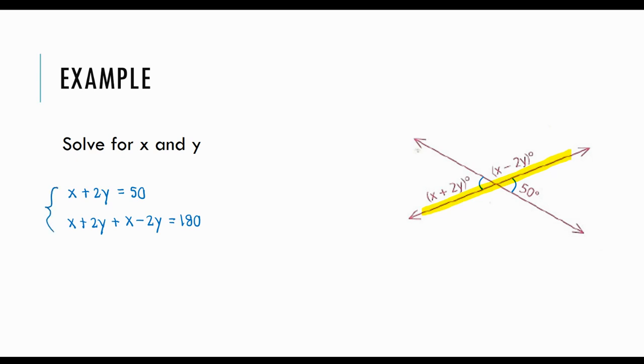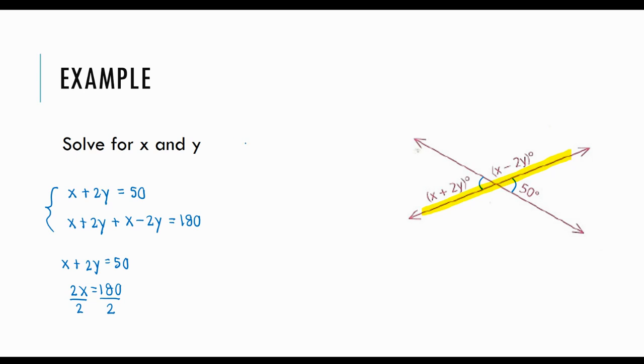So here's my system. I'm going to go ahead and start simplifying the bottom equation because for the top equation, there's nothing that I can simplify. So I'll still have x plus 2y equals 50. But if I look at the bottom, notice that the 2y and the negative 2y cancel. So that gives us 2x equals 180. Technically then I don't really have to do any substitution or elimination. That bottom equation is going to allow us to solve for x right away.